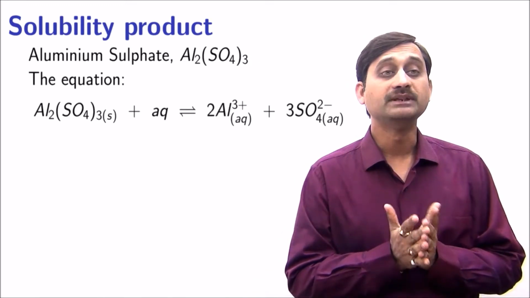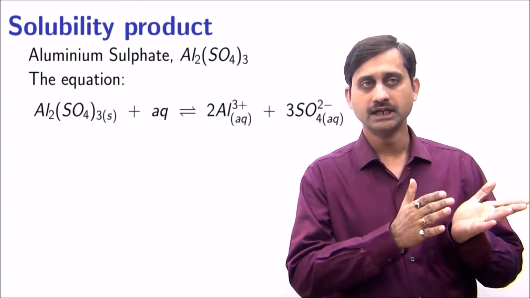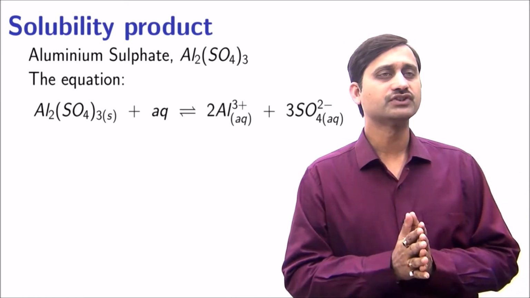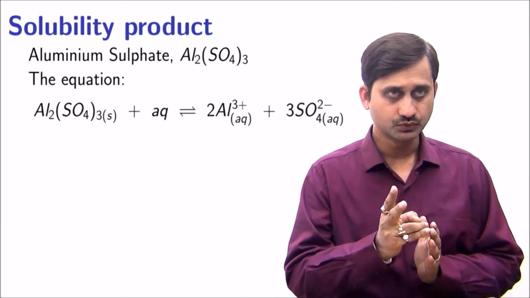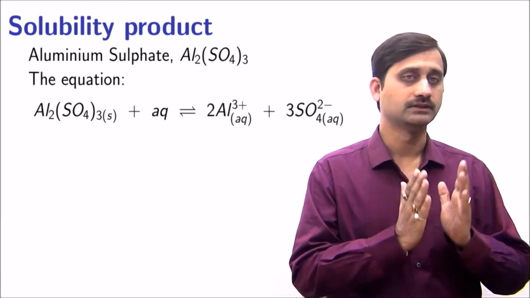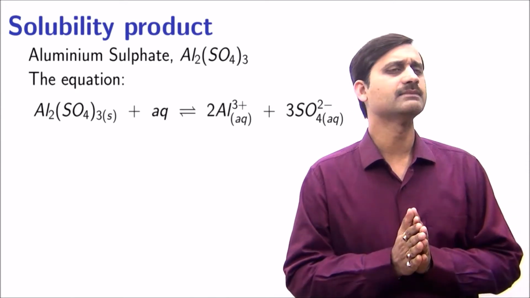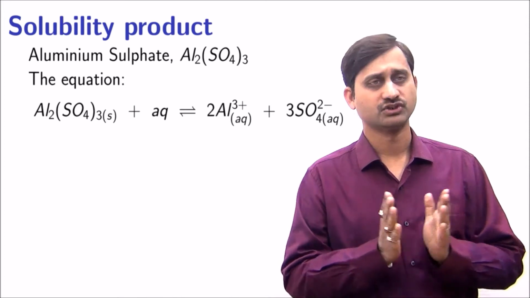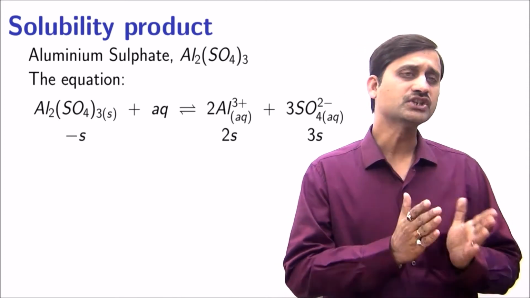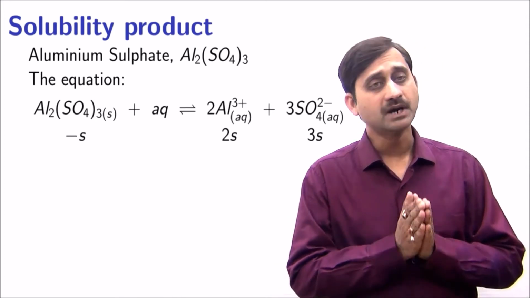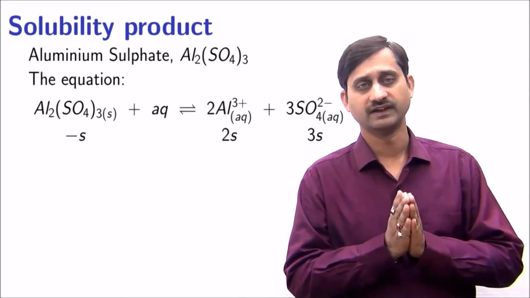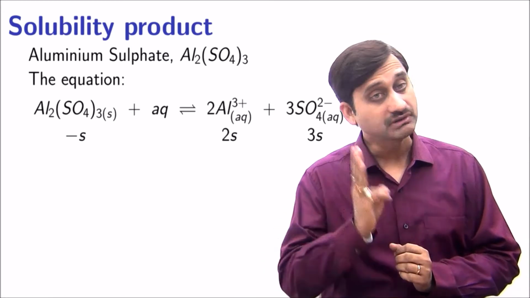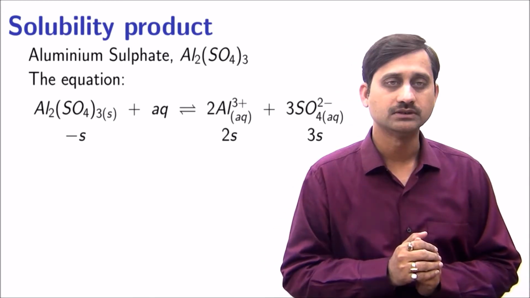Taking the example of aluminium sulfate, Al2(SO4)3. The stoichiometric coefficient of aluminium is 2, while of sulfate is 3. Again, taking the same convention and considering the solubility as S, we get the equation. The equation tells us that per mole of aluminium sulfate dissolved, 2 moles of aluminium ions and 3 moles of sulfate ions will be formed.